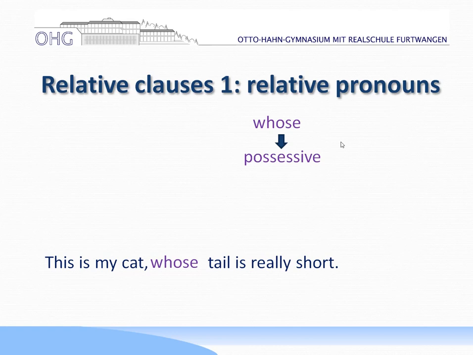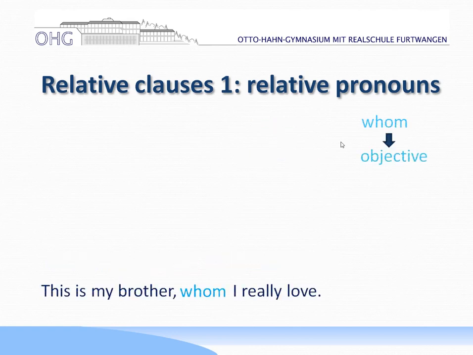And then finally, this is my brother whom I really love. Whom with an objective meaning. In German, that would be generally accusative or a dative. And because in English this is not so much used anymore, we just have some forms. But again, this is just for the sake of completion. You will probably not use this.